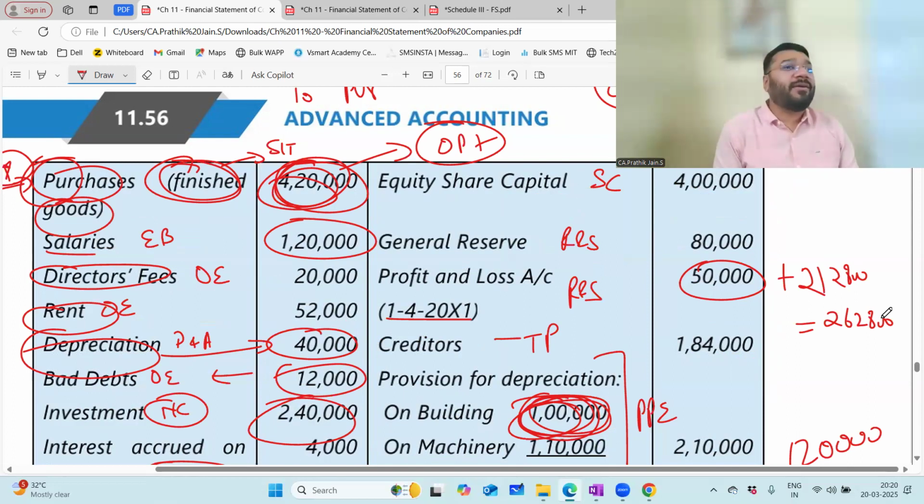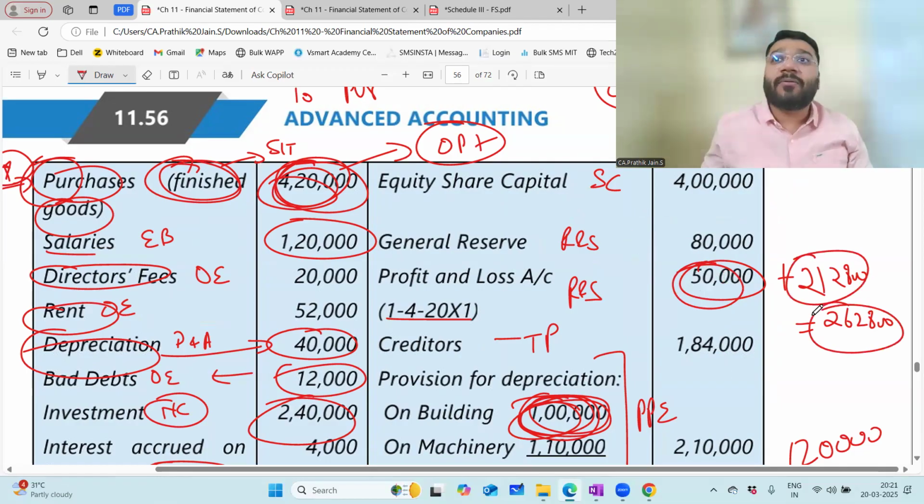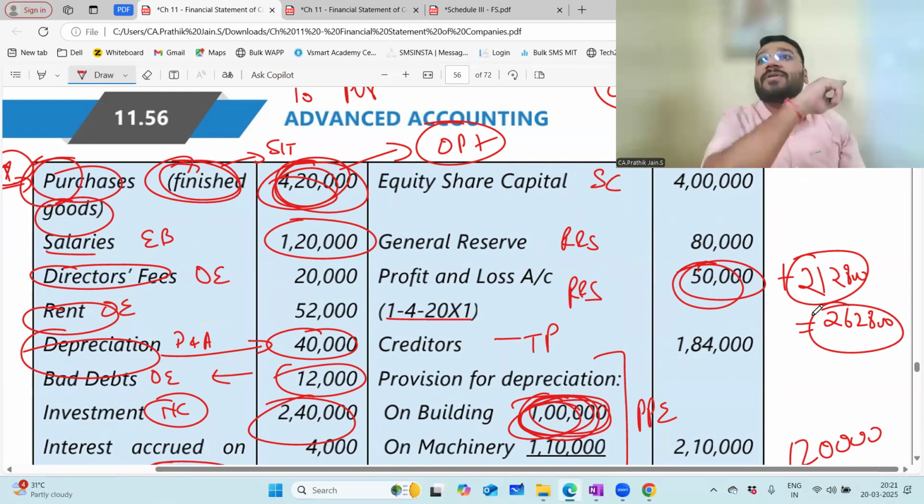26,280. How many of you say 26,280? Raise your hands. It is wrong. But honestly at heart, how many of you thought it is 26,280? You thought that, sir, opening balance of P&L plus current year P&L, on the total profit, I'll create 10% GR. When we say that 10% GR is created in the current year, it should be on the current year's profit, boss, not on the accumulated profits.